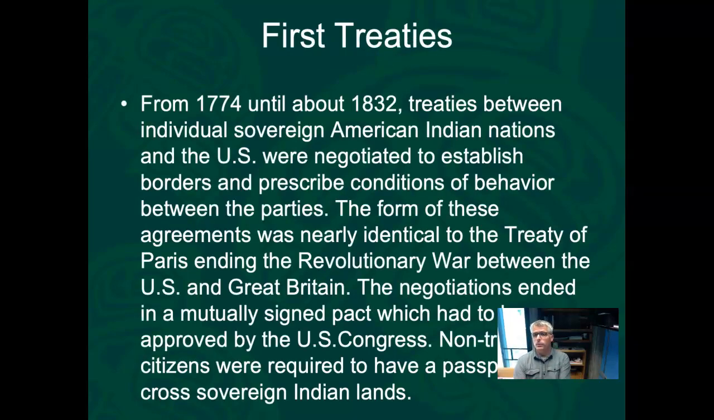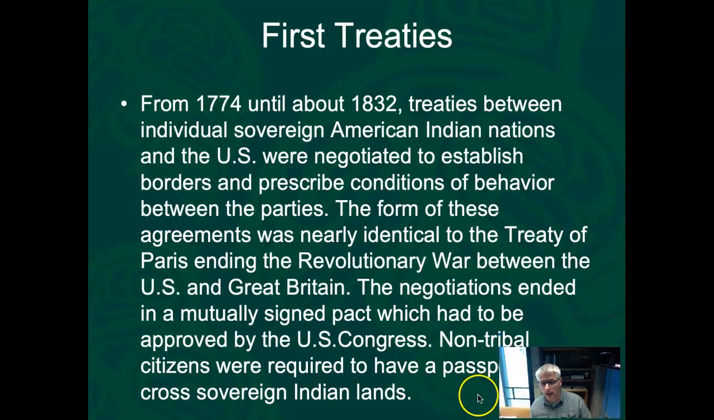The first treaties from about 1774 to 1832 were treaties between individual sovereign American Indian nations and the U.S. They were negotiated to establish borders and prescribe conditions of behavior between the parties. The form of these agreements was nearly identical to the Treaty of Paris, ending the Revolutionary War between the U.S. and Great Britain. The negotiations ended in a mutual signing pact that had to be approved by the U.S. Congress, and non-tribal citizens were required to have a passport to cross onto sovereign lands.